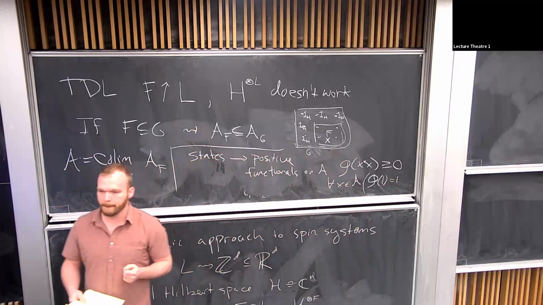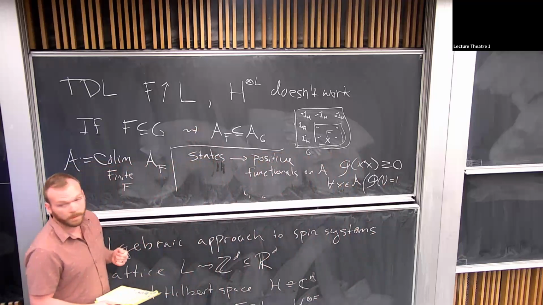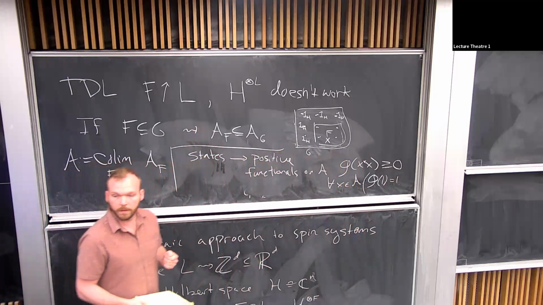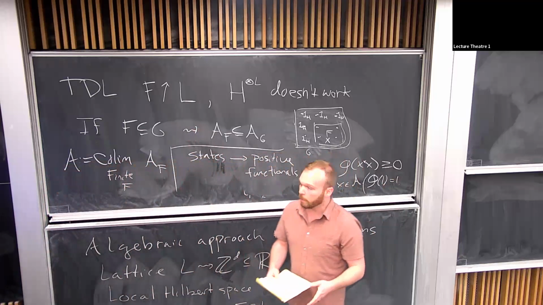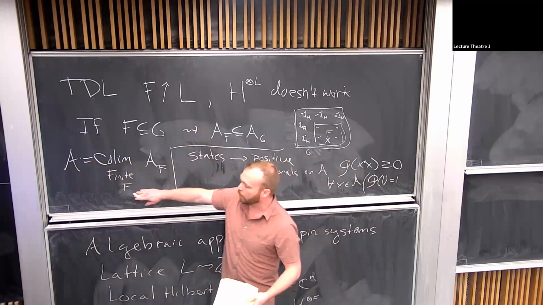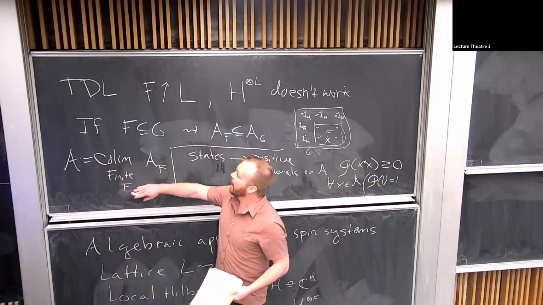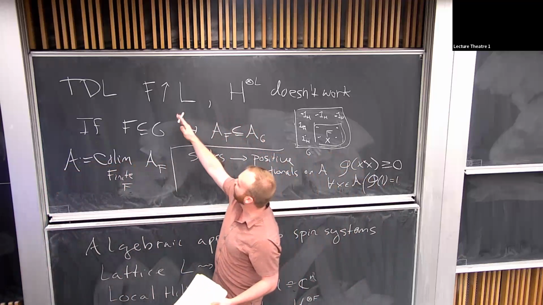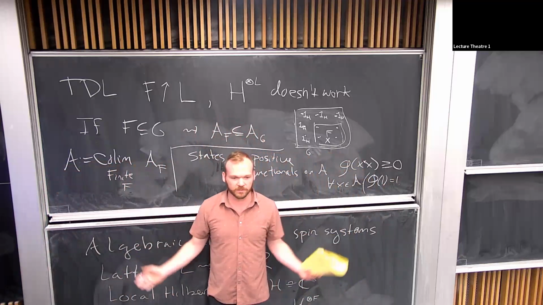Does this limit depend on the topology of your lattice? It doesn't. It just depends on this poset of finite subsets, and that only depends on the structure of L as a set. So for any countable set, you'll get the same thing here.